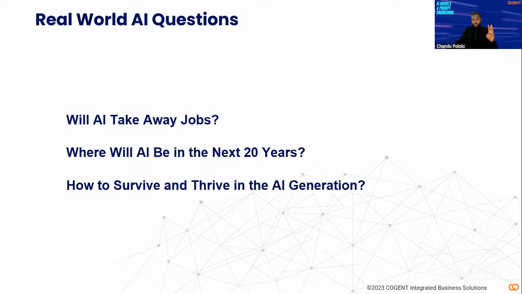These are the three major questions. There is one more question I want to address here, which is: can AI be dangerous? Yes, AI can be dangerous. And how are companies, these AI model companies, handling it?